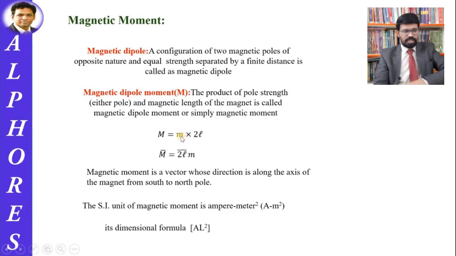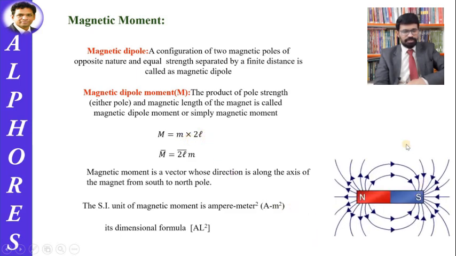The dimensional formula is A L square, ampere meter square, because the unit of pole strength is ampere meter and the unit of length is meter. So ampere meter into meter, ampere meter square. The direction of the magnetic dipole moment will be from south to north, like this.